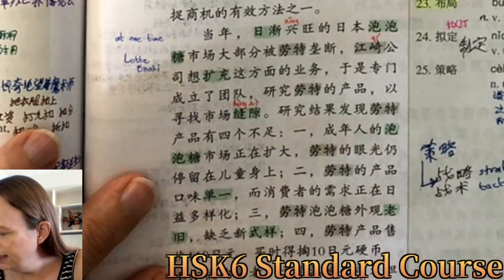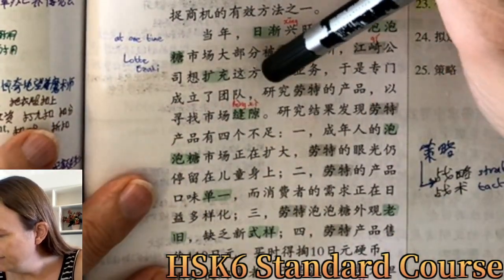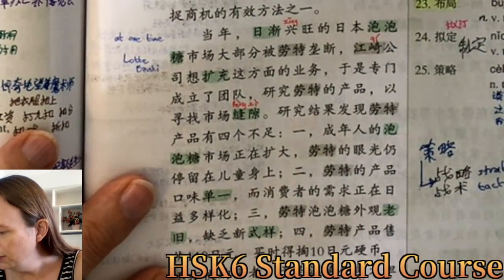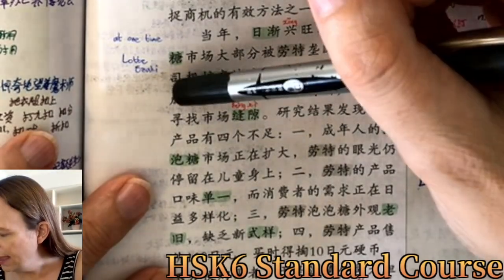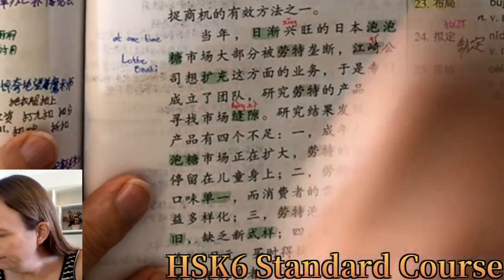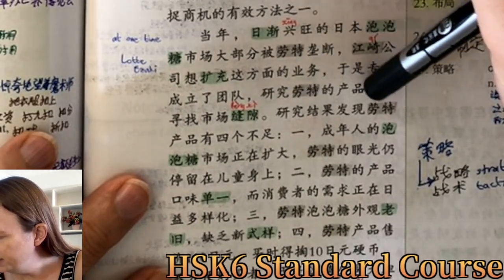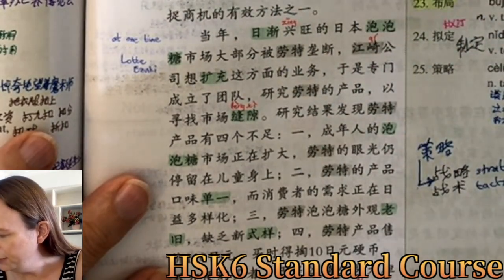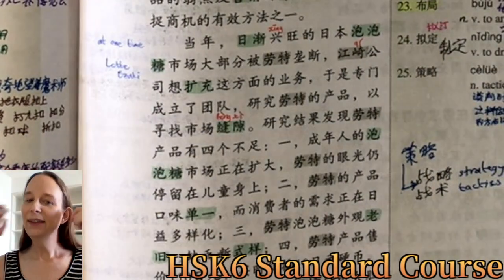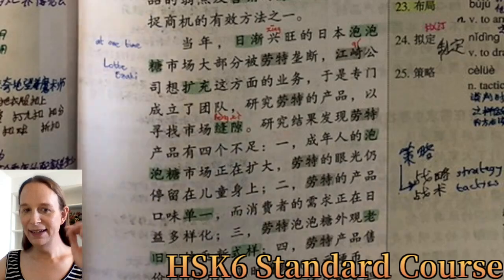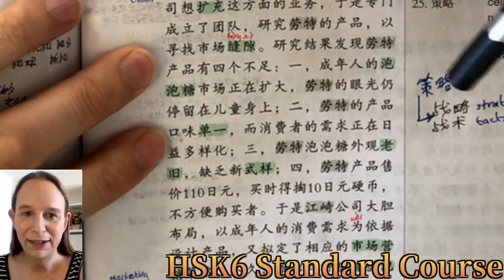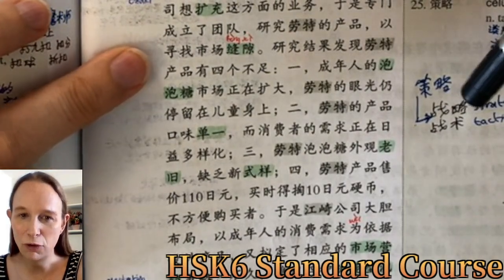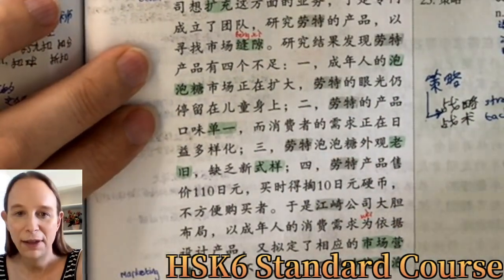江崎公司想扩充这方面的业务，于是专门 there's 专门 we talked about them. 专门成立了团队，研究劳特的产品，以寻找市场缝隙。So we're investigating this company to find a marketing, like a gap in the market. You don't want to compete with them. You want to find what they're not good at and do that.